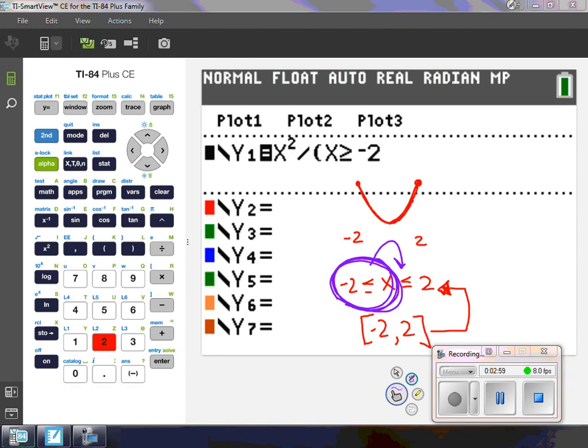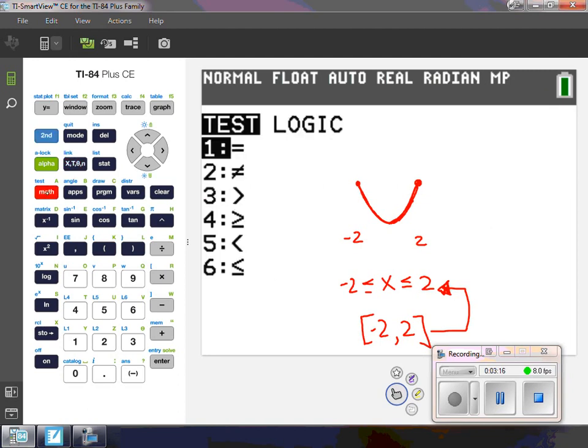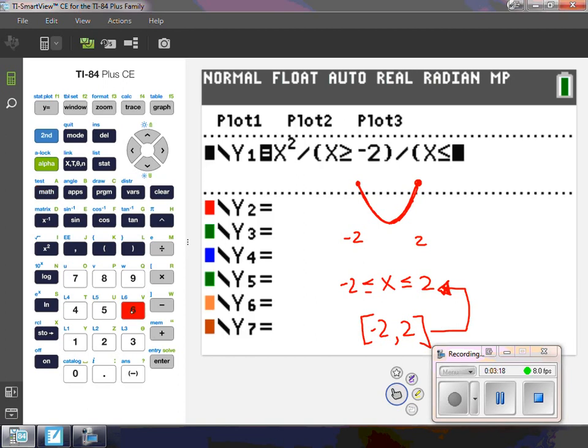So we want to close the parentheses, put another slash or division sign, parentheses. Then you want to tell it to have x less than or equal to +2. So second math, less than or equal to 2, close the parentheses. Now when you hit graph, it'll only show the red portion on the screen.